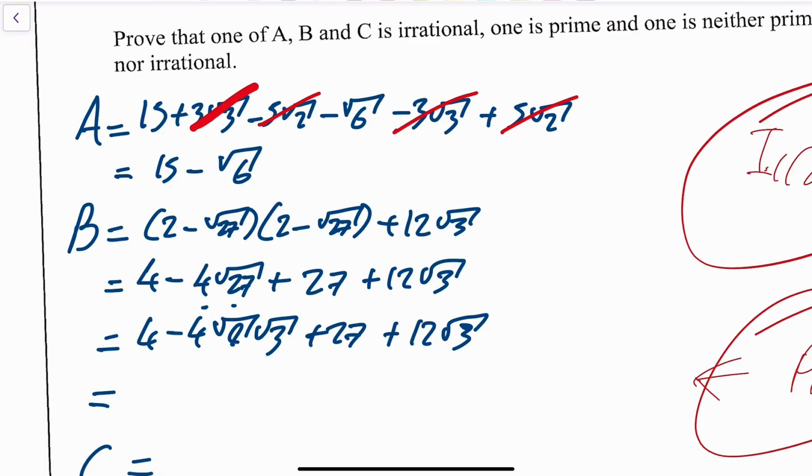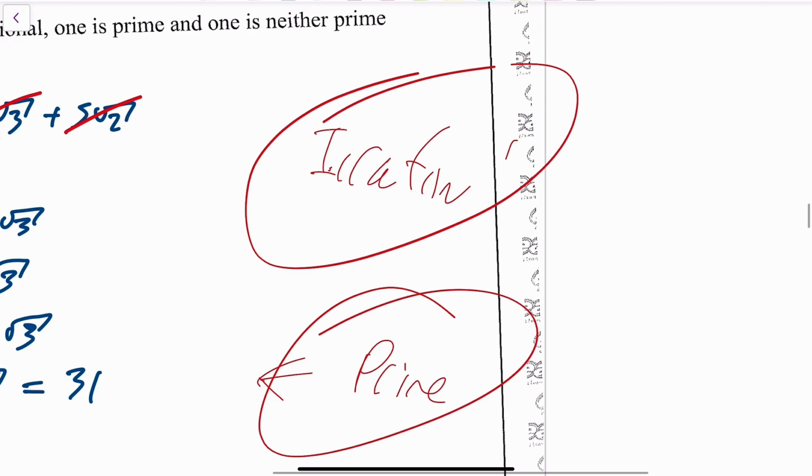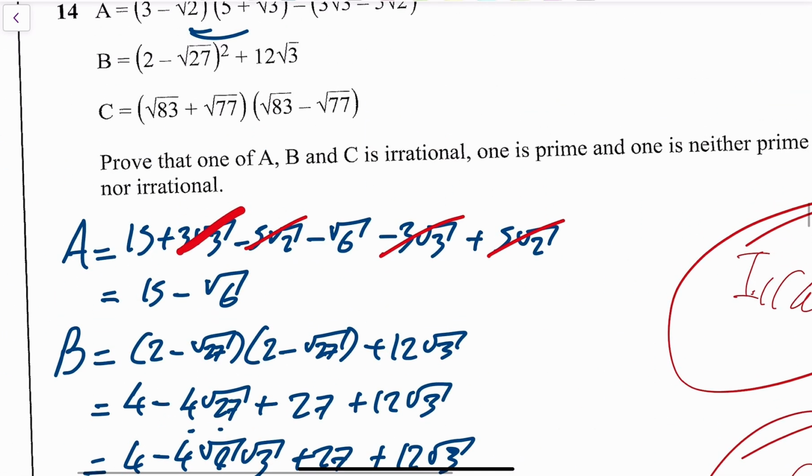Root 9 is 3 times 4, which is just going to be 12, so that's going to be 4 minus 12 root 3 plus 27 plus 12 root 3. And you can see here what happens. The third part cancels, just leaving you 31. And 31 is prime.